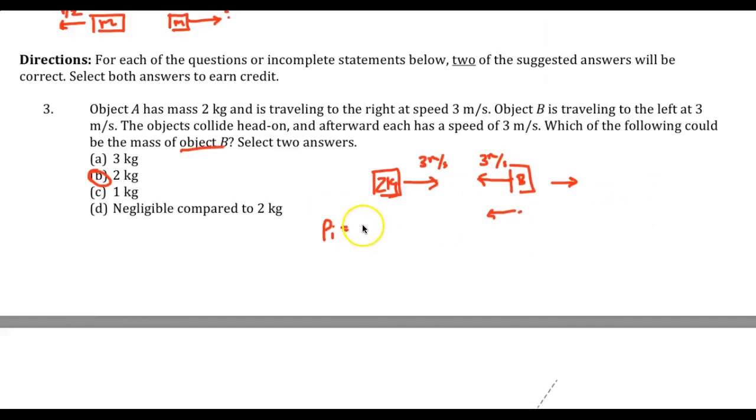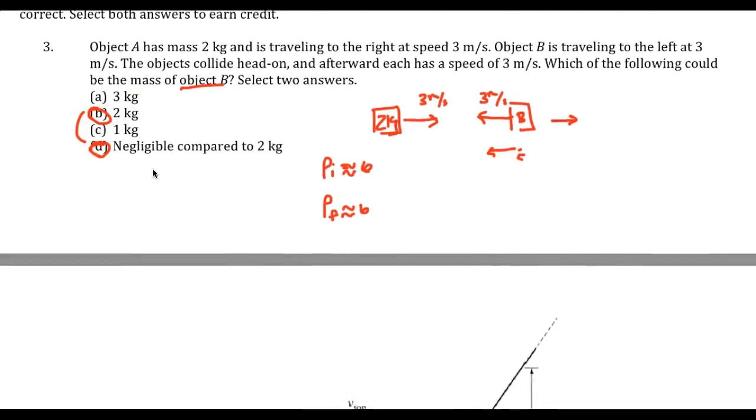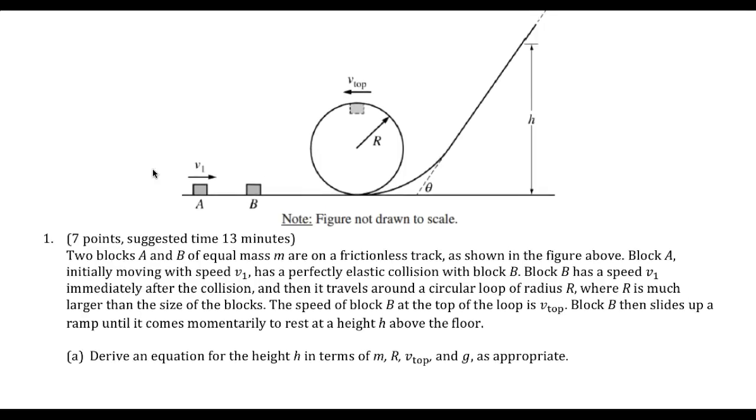So we can say the initial momentum of the system is approximately 6, which means the final momentum of the system is going to be approximately 6. Well, if 2 doesn't slow down very much, and it's still going pretty close to 3, that means this thing is going to be going pretty close to 3 as well, if it sticks to it. So the answer here is B and D. Those are your two best choices. And you can do the same reasoning for 1 and 3 as to why those might not work, or definitely will not work.